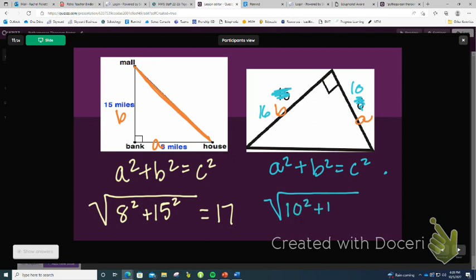10 squared plus 16 squared, all inside the square root. That way we're doing the exact same steps as we were before. We're still adding together a squared plus b squared and then taking the square root. This just helps us do it all at once. And that will give us a value of c that is approximately 18.9.